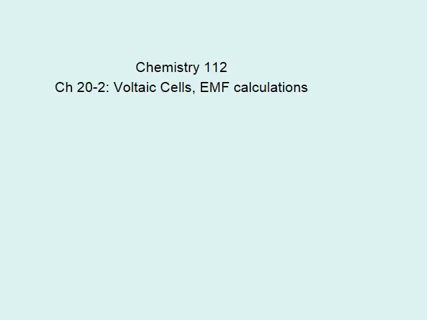In this section of chapter 20, we'll talk about voltaic cells. A battery is a good example of a voltaic cell, and in batteries, it's the chemical reaction that provides electricity. Then we'll talk about EMF calculation, or electromotive force, or simply voltage calculation. So we'll talk about both the voltaic cell as well as how we can calculate the voltage of such a voltaic cell.